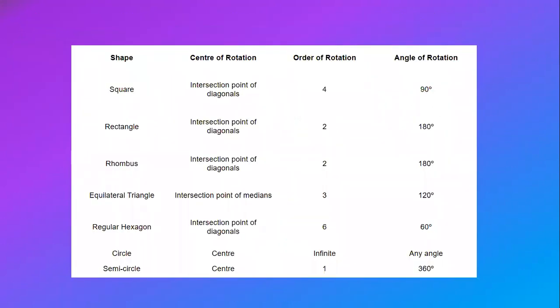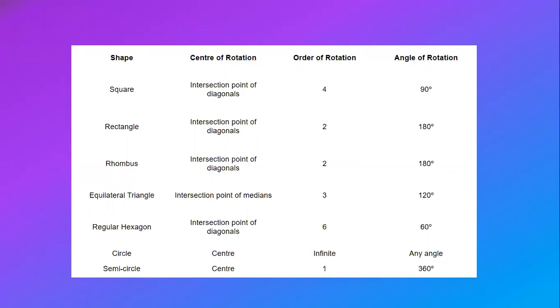In this tabulation, we have the information about the center of rotation, order of rotation, and angle of rotation of each geometric shape. We have already seen the square. In the case of a rectangle, the center of rotation is the intersection point of the diagonals, the order of rotation is 2, and the angle of rotation is 180 degrees. In the case of a rhombus, the center of rotation is at the intersection point of the diagonals, the order of rotation is 2, and the angle of rotation is 180 degrees.